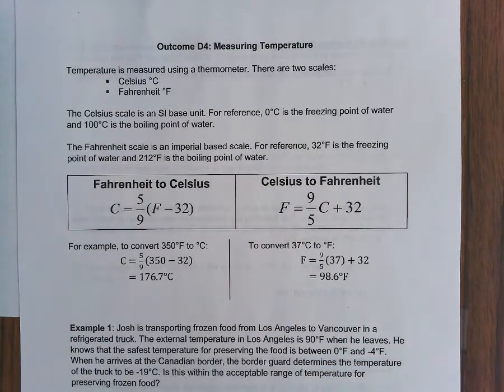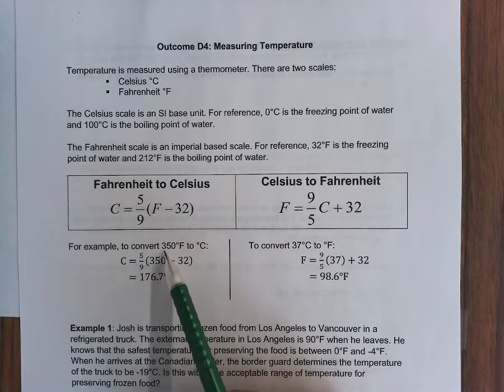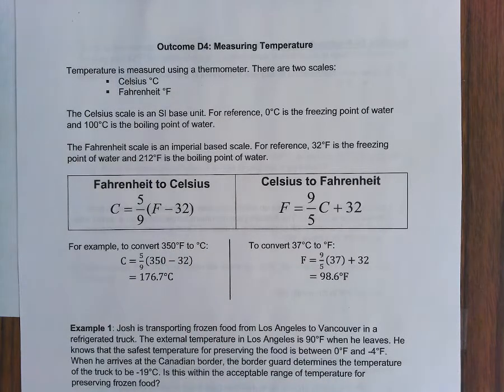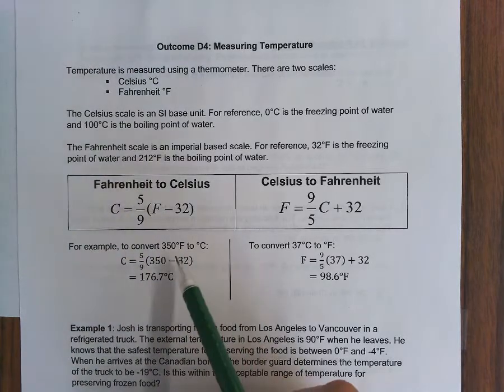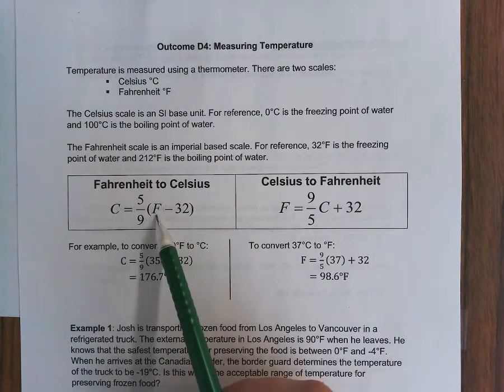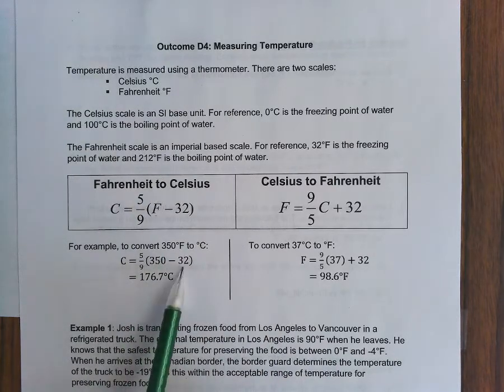To convert between Fahrenheit and Celsius, you'll see here we have two different formulas. In order to do the conversion, you just need to plug in either your degrees Fahrenheit to then calculate Celsius, or plug in the degrees Celsius to determine the degrees Fahrenheit. So for example, if you wanted to know what 350 degrees Fahrenheit was in degrees Celsius, you would just plug in 350 for degrees Fahrenheit, and then you would calculate this. So you would do 350 minus 32, and then multiply it by 5/9.